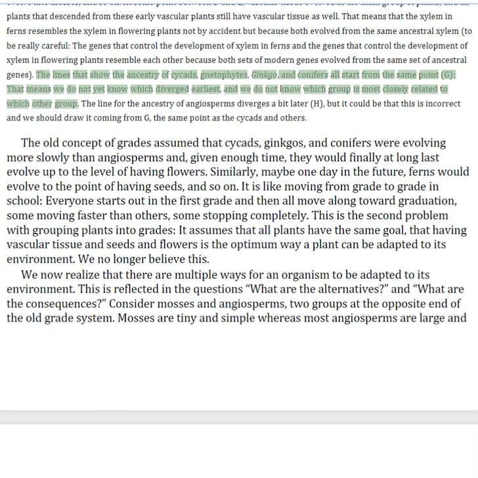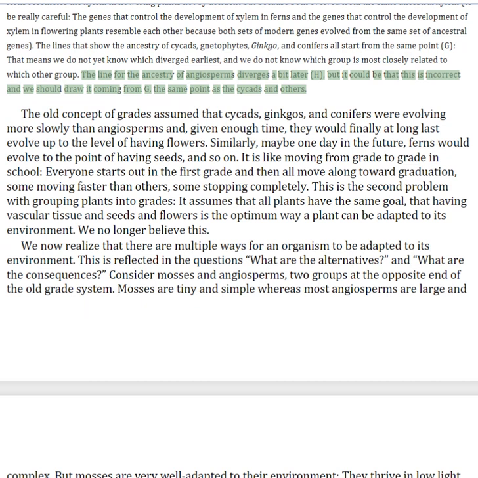The lines that show the ancestry of cycads, gnetophytes, ginkgo, and conifers all start from the same point. That means we do not yet know which diverged earliest, and we do not know which group is most closely related to which other group. The line for the ancestry of angiosperms diverges a bit later, but it could be that this is incorrect and we should draw it coming from G, the same point as the cycads and others.